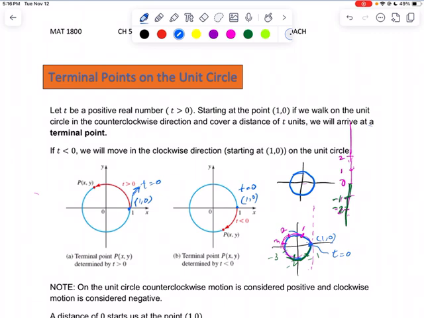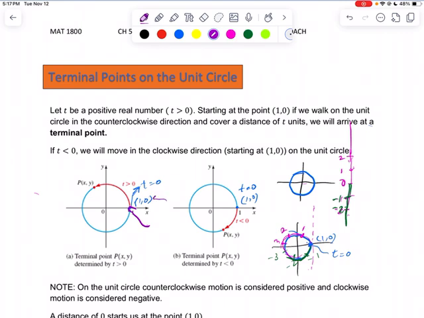So let t be a positive real number. Starting with a unit circle, on the x-axis, where is the unit circle crossing the x-axis? It crosses at x equal to 1. What is the y-coordinate at that point? The y-coordinate at that point is 0. So this point right here has the coordinates (1, 0).